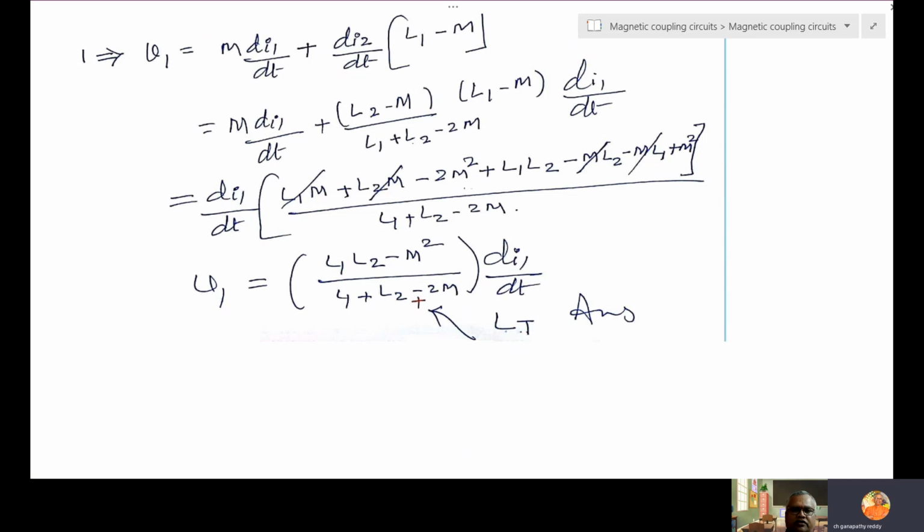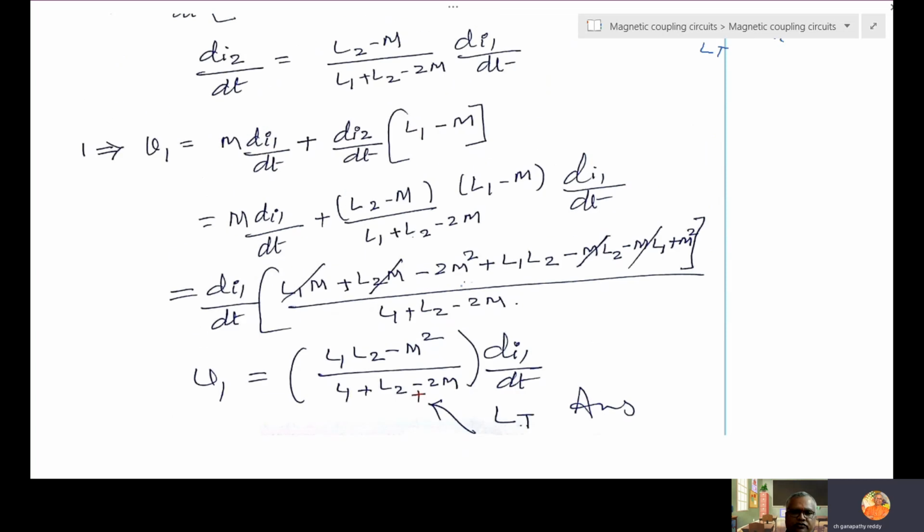So what is L equivalent answer? We got L1 L2 minus M square by L1 plus L2 minus 2M is the answer. This answer you need to remember. If coupling not there, you'll get L1 L2 by L1 plus L2 as it is expected.